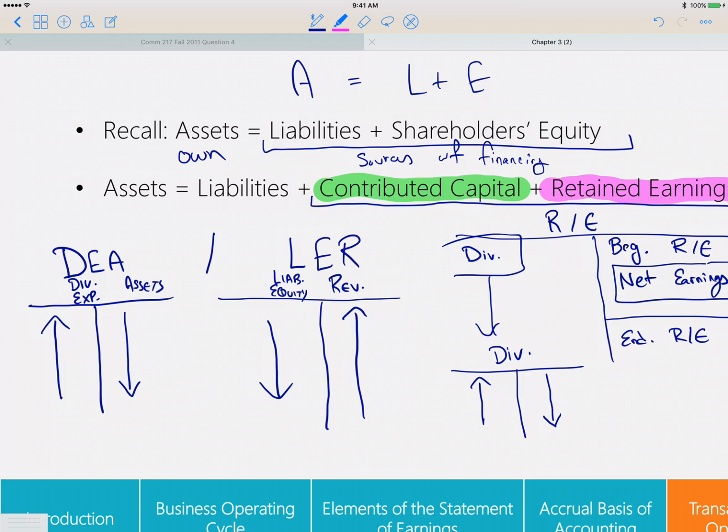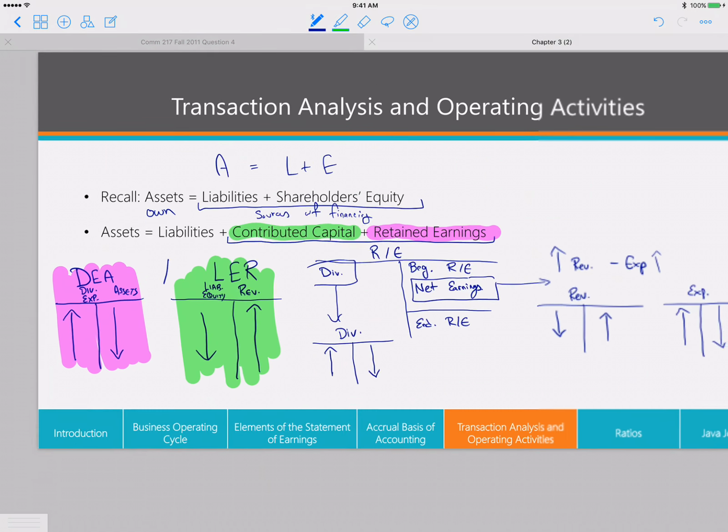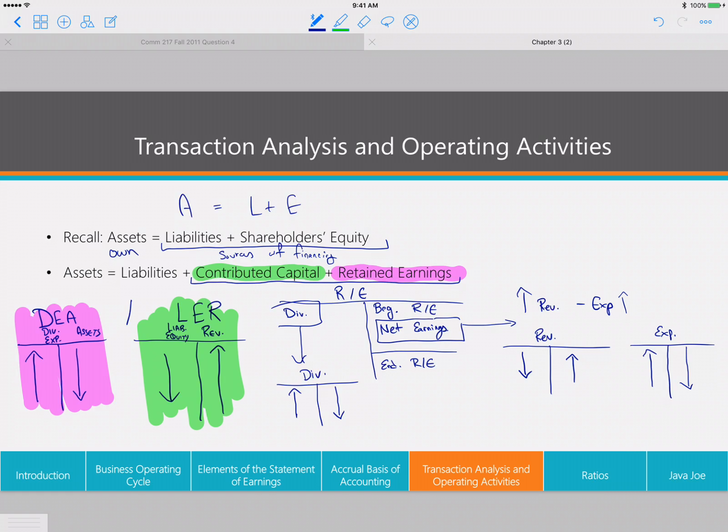So if there is something important for you to remember, it is this: remember DEALER. So your dividends, expenses, and assets increase on a debit, decrease on a credit, while your liabilities, equity, and revenue increase on a credit and decrease on a debit. So just remember DEALER, and you'll remember which accounts work in which way.